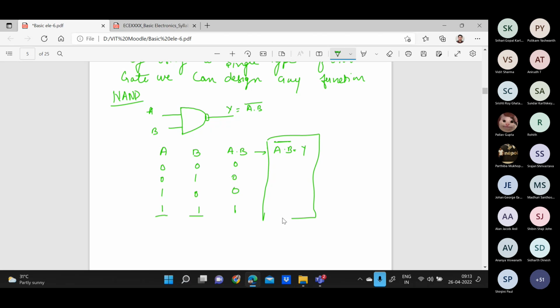Okay, so if you take the complement, 0 will be 1, 1 will be 0, 0 will be 1, and 1 will be 0. So you can say the output is 0 only if all the inputs are 1. This is the logic of the NAND gate.